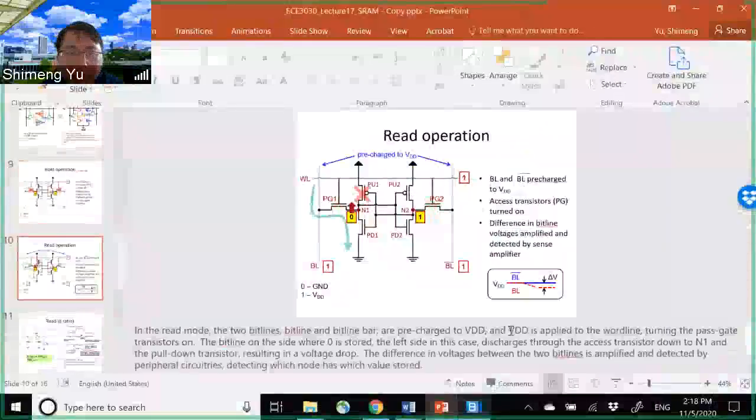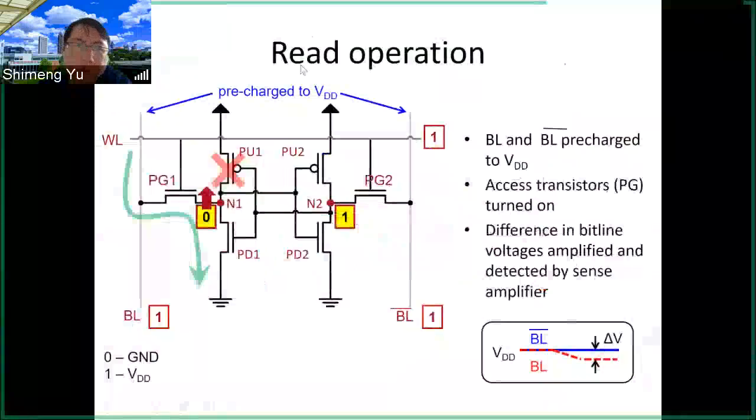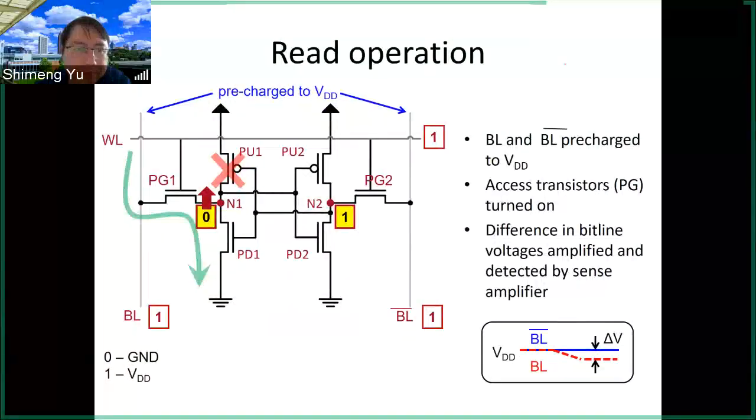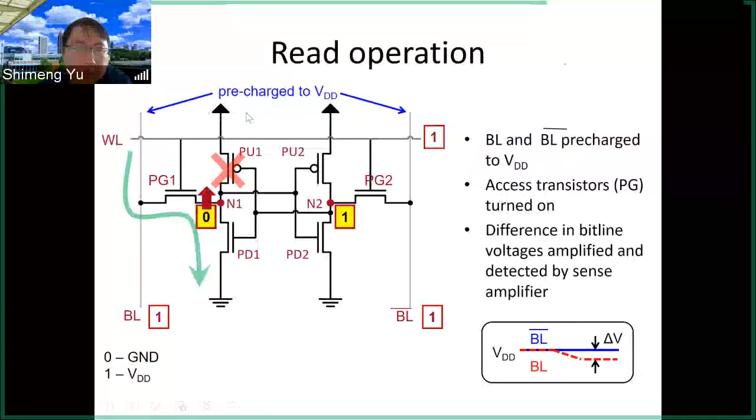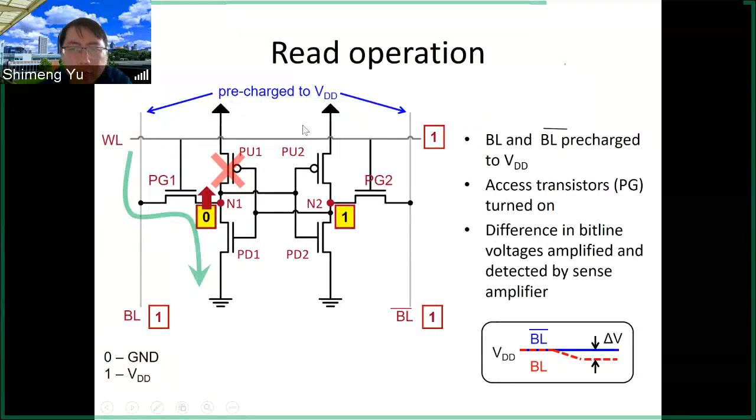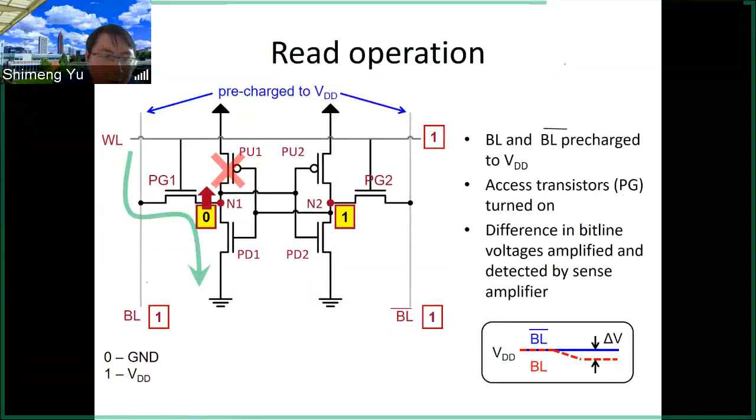And then let's look at the read operation. So you want to read the data out from the memory cell to the outside of the array. For example, read the data from here and then send the data to the logic unit to do the computation. Then we want to read out the data. There are a few steps. First one, we need to pre-charge the bitline and bitline bar to be VDD. Pre-charge means we are going to bias the BL and BL bar to be VDD.